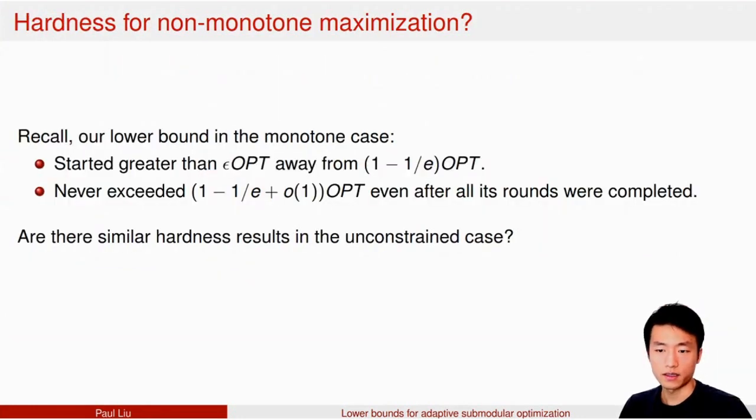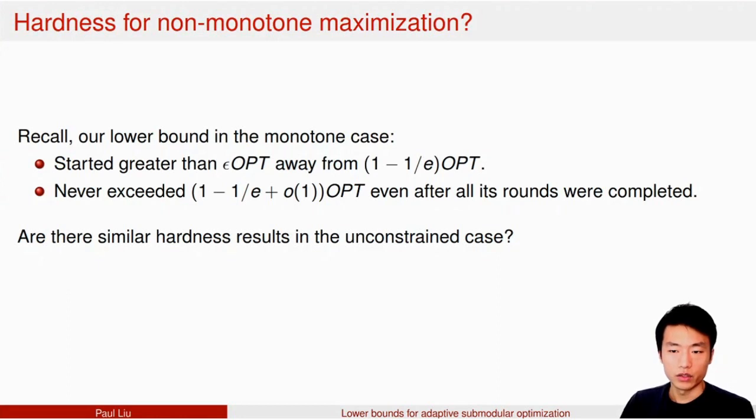One might think that maybe we can adapt our techniques to produce a hardness instance for the non-monotone case. So let's think about our hardness result for the monotone case and see what properties it has. It starts greater than epsilon times opt away. Let's assume epsilon is some small constant.